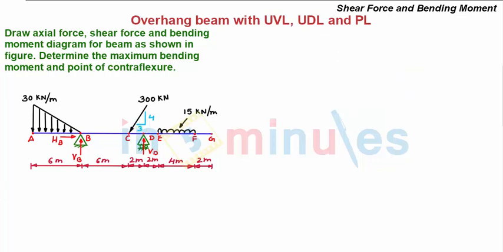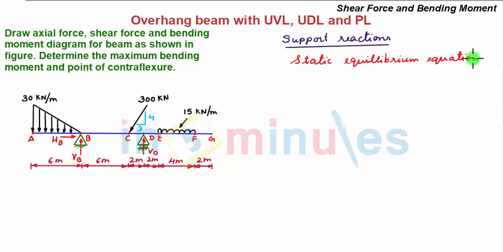So our first step is to determine the support reactions which are HB, VB and VD. For this we make use of the static equilibrium equations. Since there are three unknowns, we use three static equilibrium equations: summation of all moments about any point is equal to 0, summation of Fy, the vertical forces, is equal to 0, and summation of Fx, the horizontal forces, is equal to 0. Now let us apply our first static equilibrium equation at point B. So we have summation of all moments about point B is equal to 0.